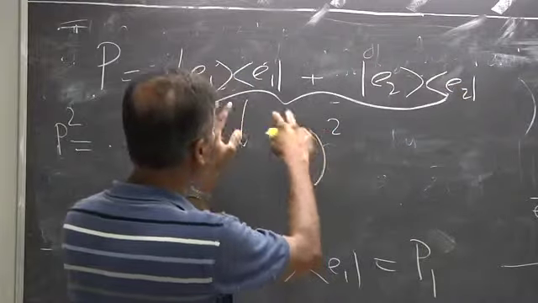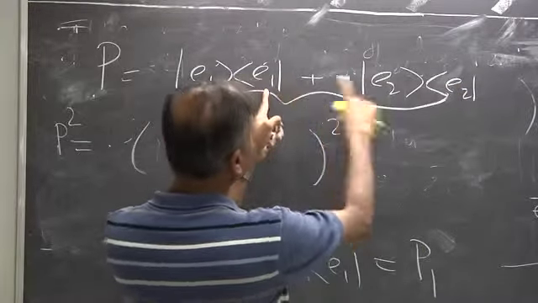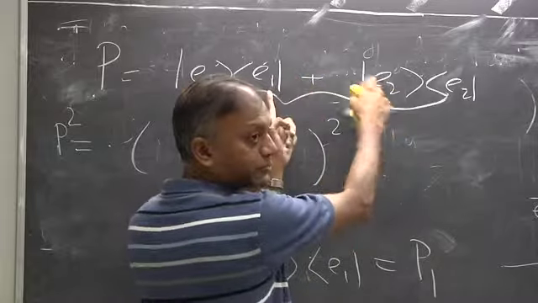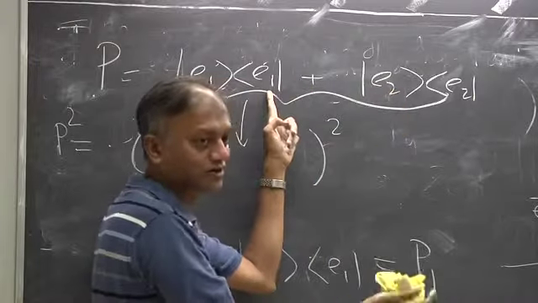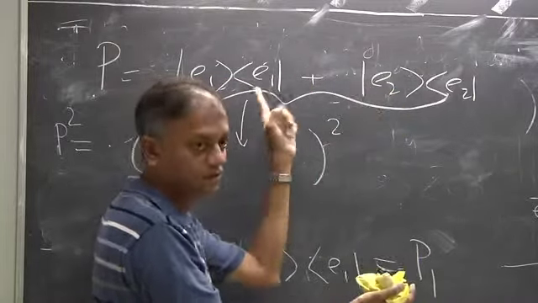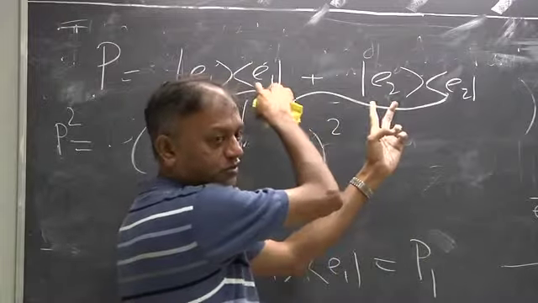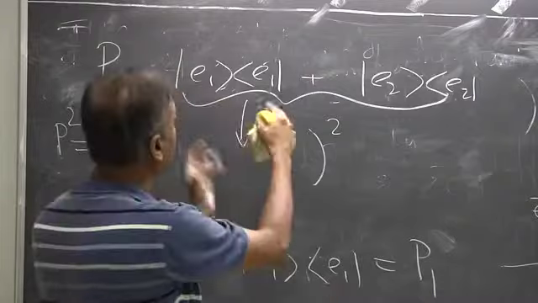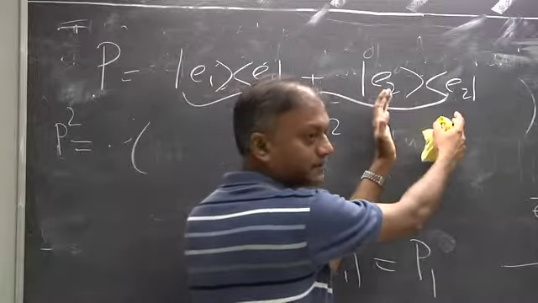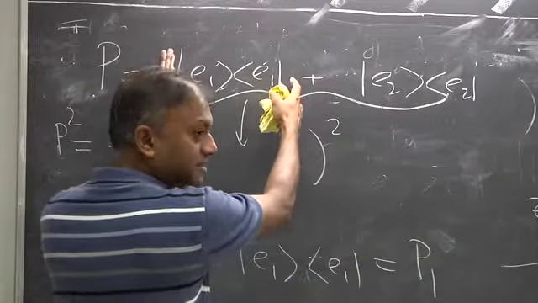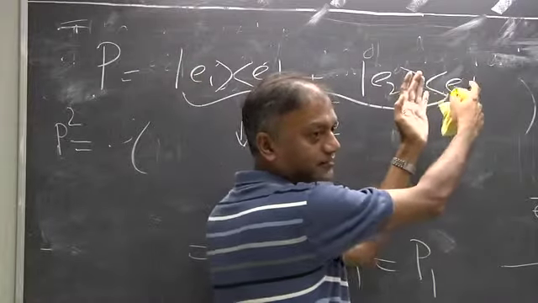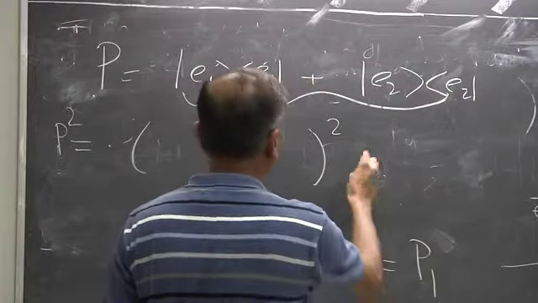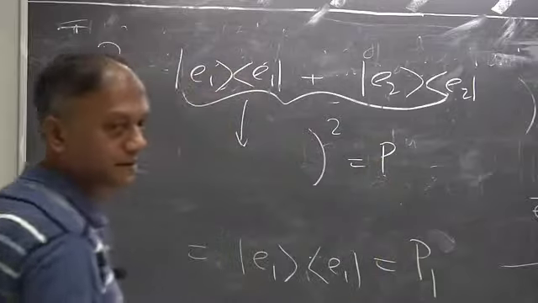But the cross terms are 0, because this times that gives you E1 scalar product with E2, but it's orthogonal, right? So this is 0. Similarly, the other cross term is also 0 because that will give me E2 with E1. So the only thing you get is the square of this plus the square of that. But the square of this is this itself, and the square of this is this itself, right? So you indeed find that this is P.